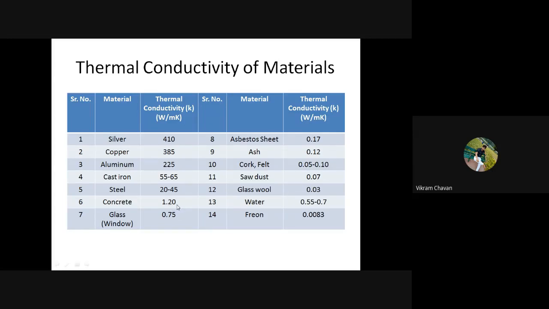Concrete has less thermal conductivity, so it allows a very small amount of heat to pass from the internal space to the external space, or from the external space to the internal space. So that is the importance of thermal conductivity. Okay, so shall we move ahead to the next point?